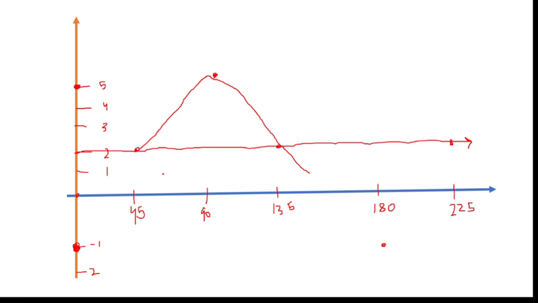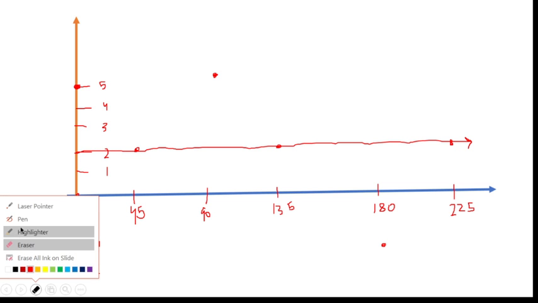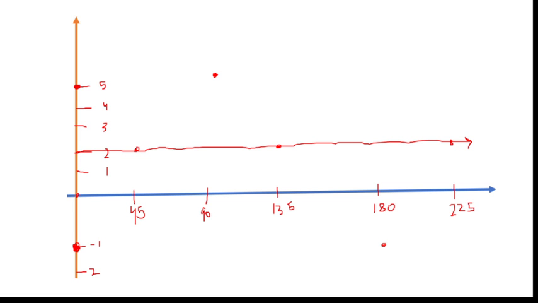Oh, I'm really sorry for that. This is starting from here, and at 135 it again intersects the x-axis, and this one is our graph. So this is our graph of the function.